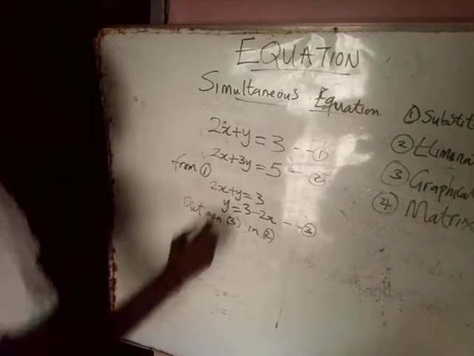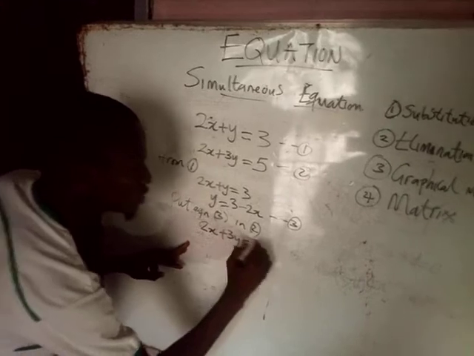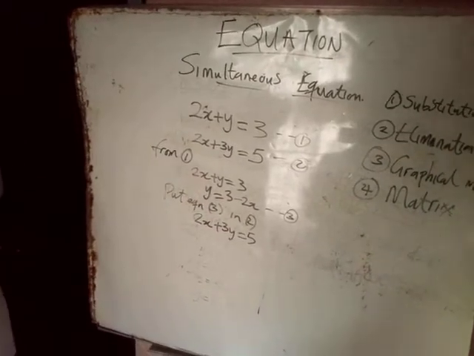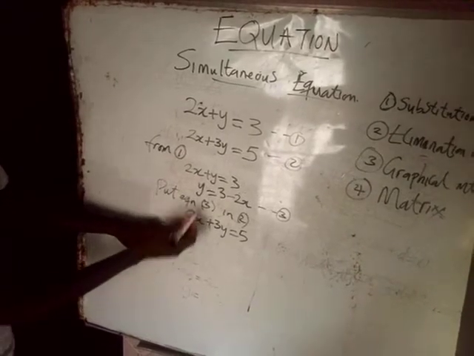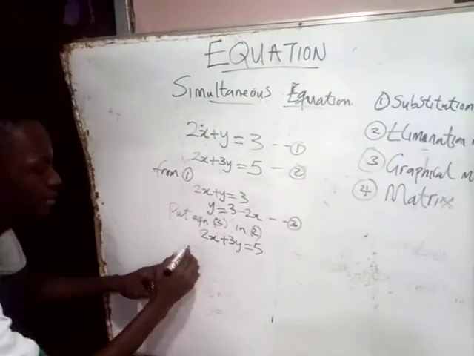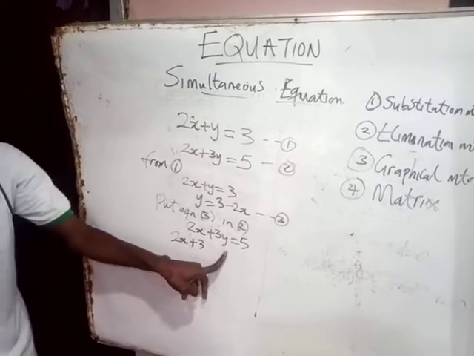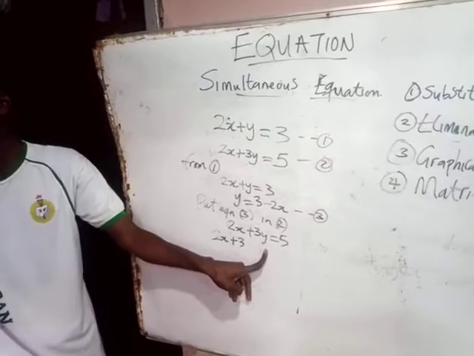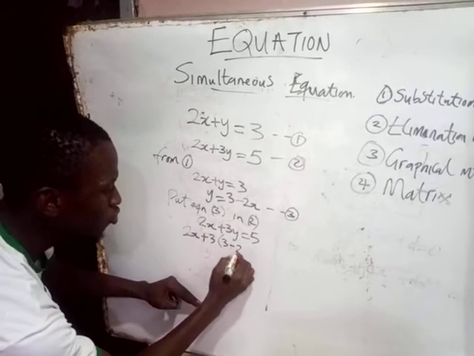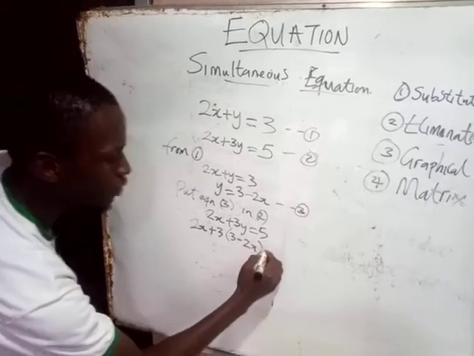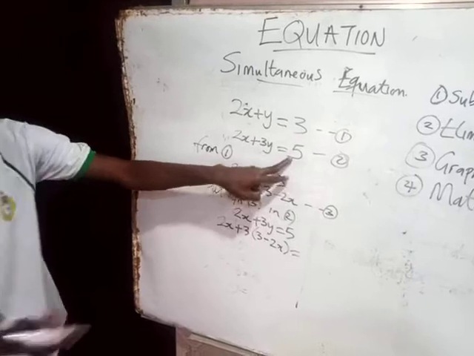So you say put equation 3 in 2. What is our equation 2? 2x plus 3y is equal to 5. What is our y? 3 minus 2x. That is 2x plus 3, and now to write your y, you need brackets. What is our y? 3 minus 2x, which is equal to 5, since we are putting it inside 2.